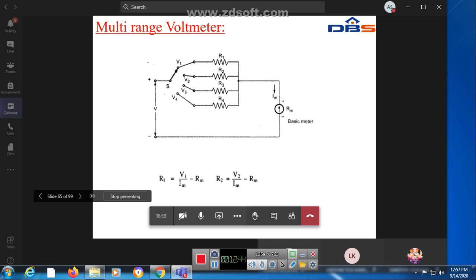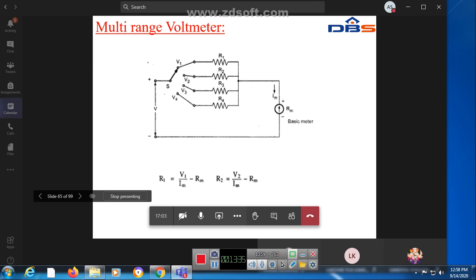Similarly, just as in the previous multi-range ammeter, here you have a multi-range voltmeter. In the multi-range voltmeter you take 4 resistors, R1, R2, R3 and R4. These 4 resistors are connected in parallel, and this whole connection is connected in series with the basic meter, which is a voltmeter. Here also there is a selector switch. Whatever resistance you want to connect, the switch is connected to V1. If you want V2, that resistance is connected in series with this meter, and the switch acts at V2. That's why you choose a selector switch.